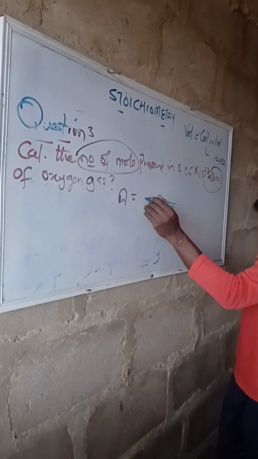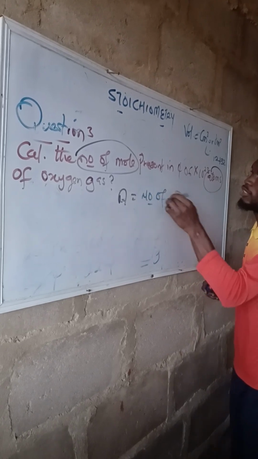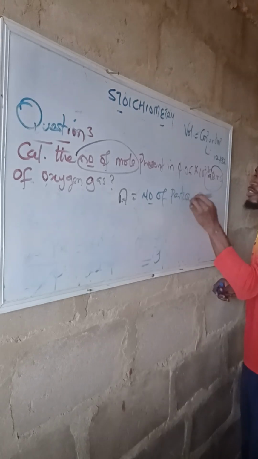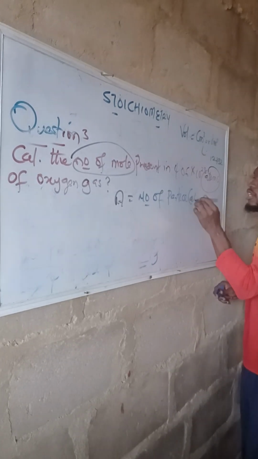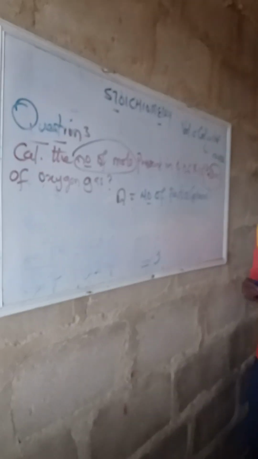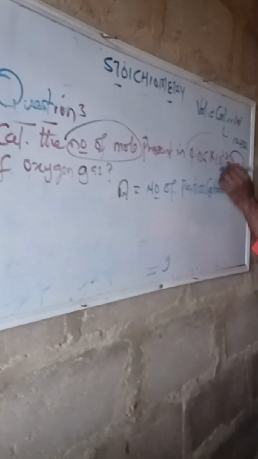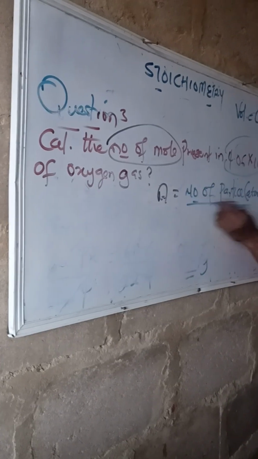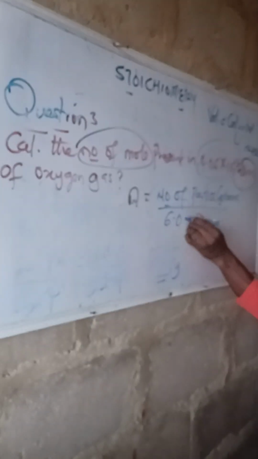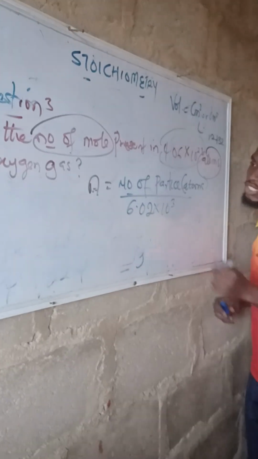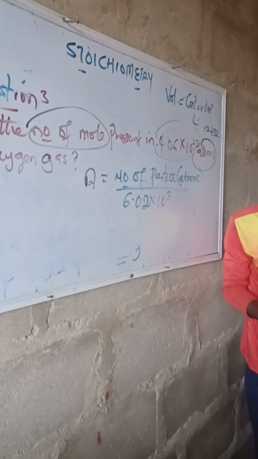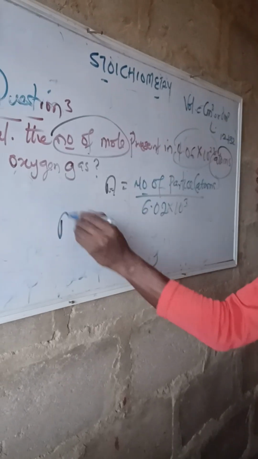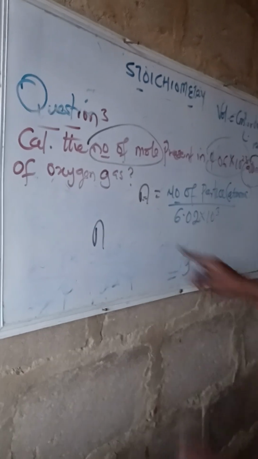Numbers of particles, in brackets atoms. What is our numbers of particles here? It is this, all upon Avogadro's constant, 6.02 times 10 raised to power 23. Are we all together? Now what follows? What are we asked to calculate? Numbers of mole, which is our N.